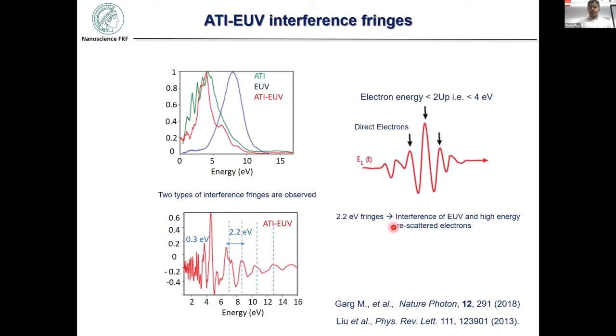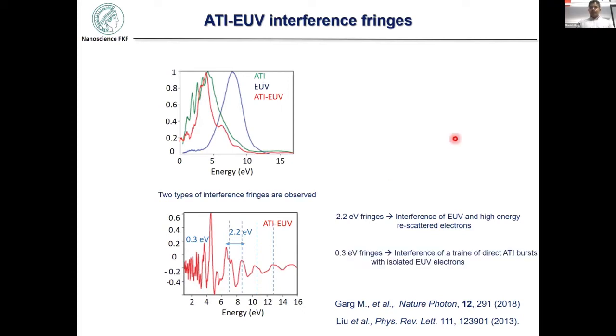However, for the small spacing fringes, one has to look into the direct electrons, and there are multiple bursts of direct electrons which can exist in the experiment. So we can have multiple, and if this actually interacts with an isolated burst, it can lead to generation of dense fringes.